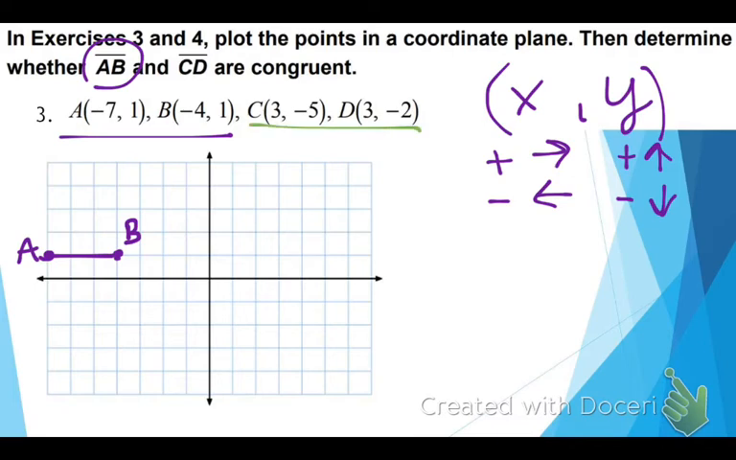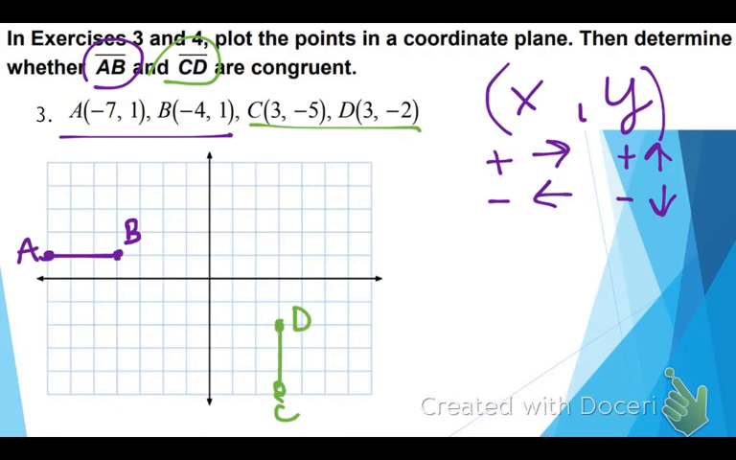We'll do the same thing for C and D because CD is a segment. So C, starting at the origin, left or right? To the right, 1, 2, 3, and then up or down? Down. Right, 1, 2. Good. All right, and then D, 3, negative 2. So to the right 3, and then down 2. Okay, connect those dots.